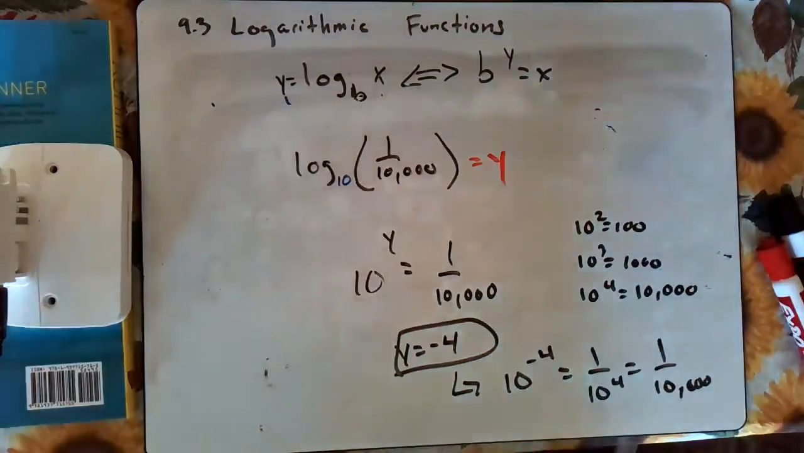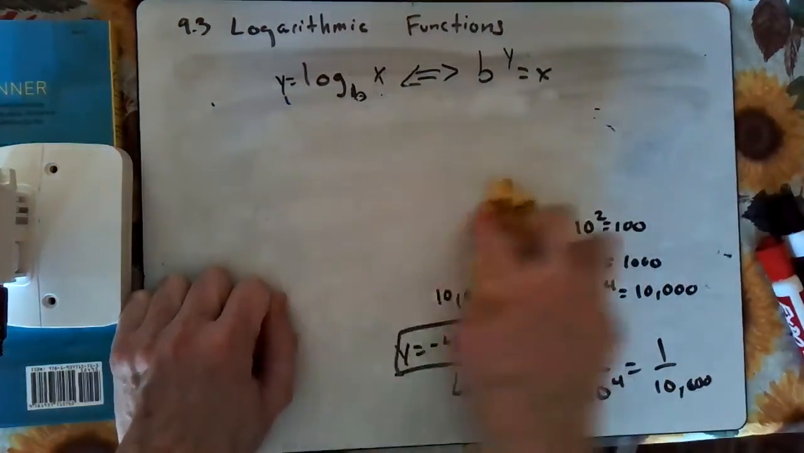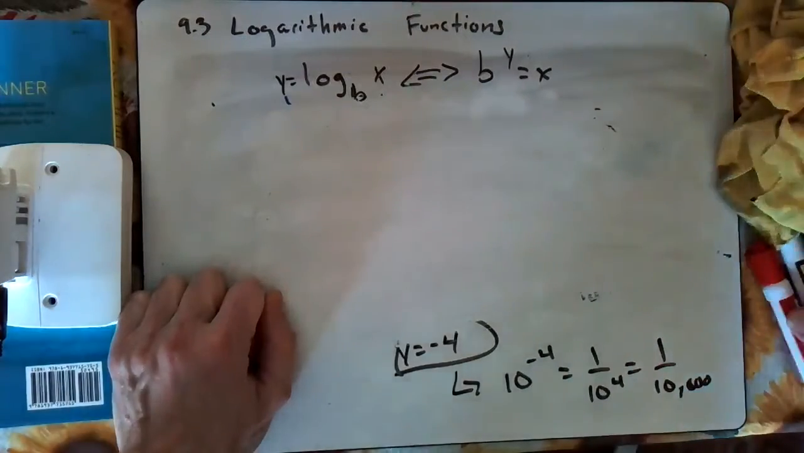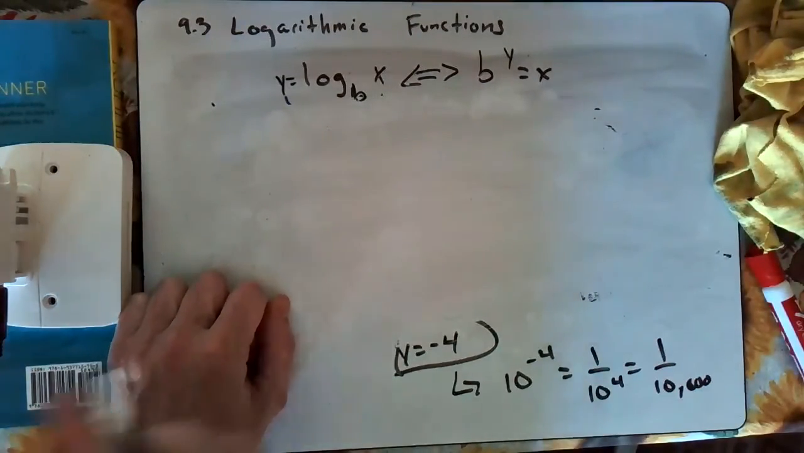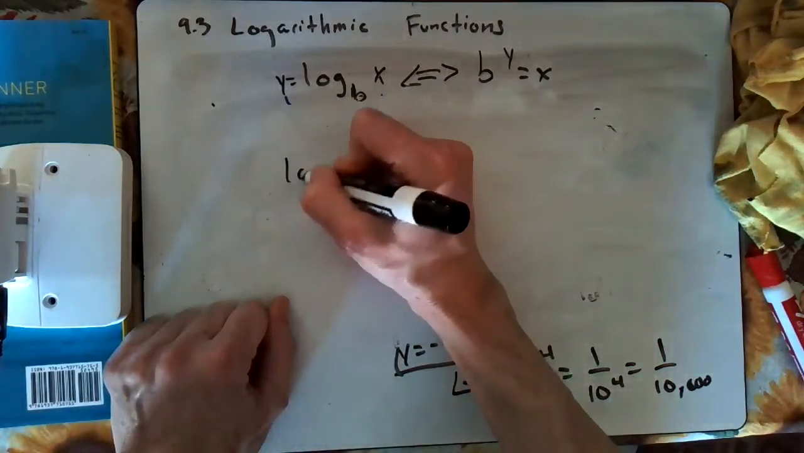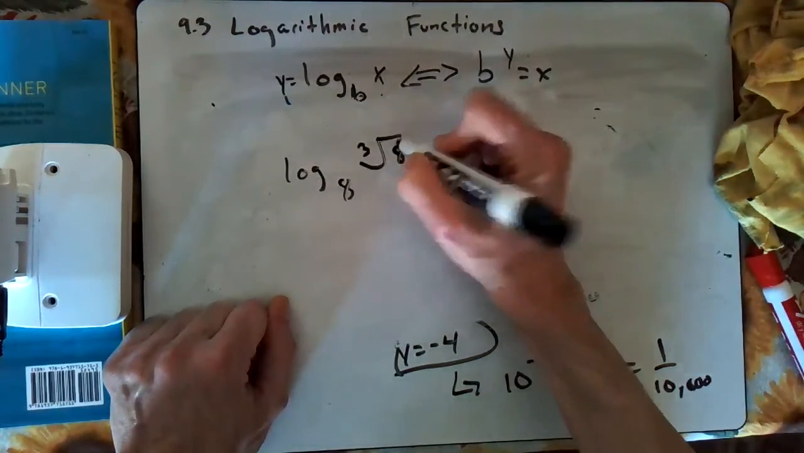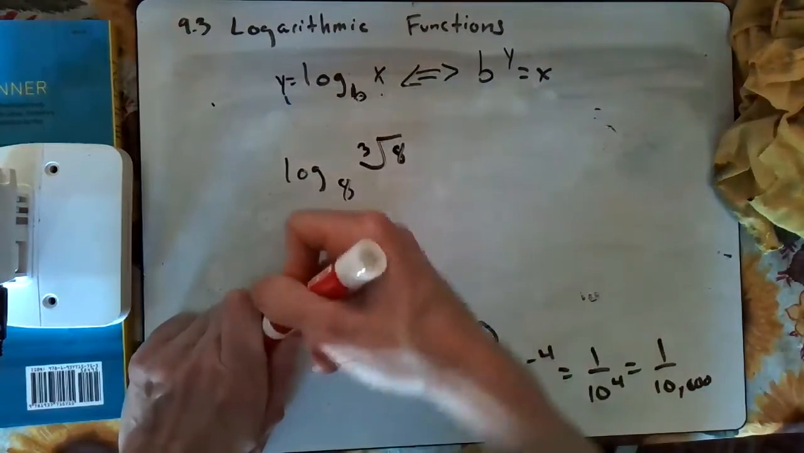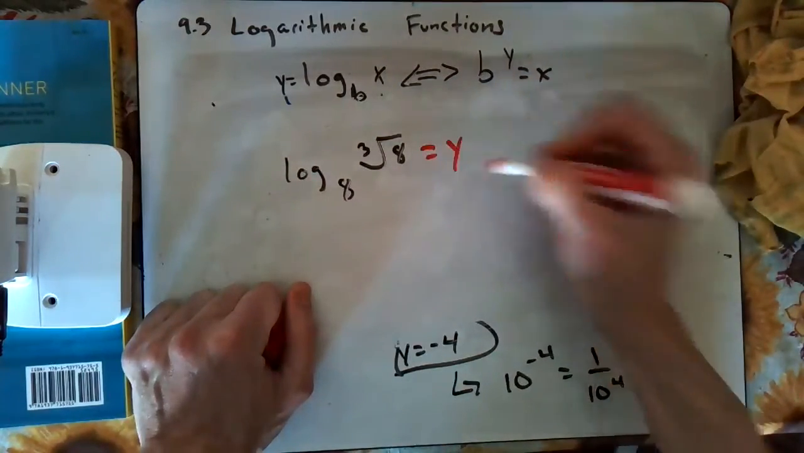What if we have, say, log base 8 of the cube root of 8? Even crazier, right? Now we have radicals in there. So again, let's put that equals y.